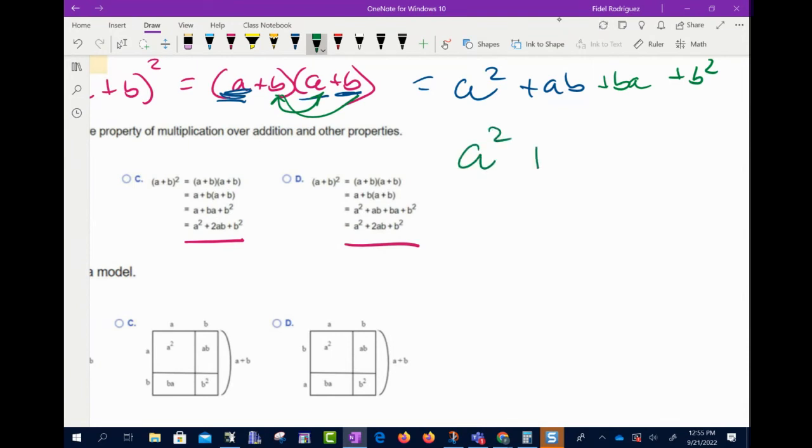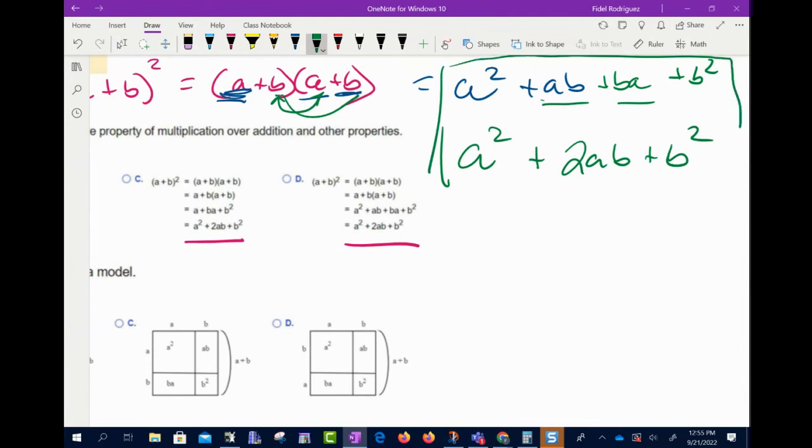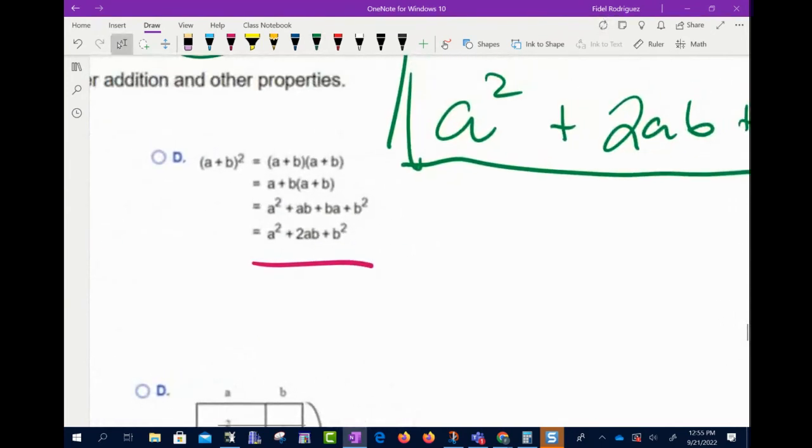So now I have a squared. AB and BA really are the same thing. So if I have two of the same thing, I can write it like this, plus b squared. So what I'm going to do is look at what I have right here, okay? And I want to see which one of those looks like they did the right thing. So guys, if I were to start working from this way to the end, well, look, they wrote it out correctly. That looks good so far.